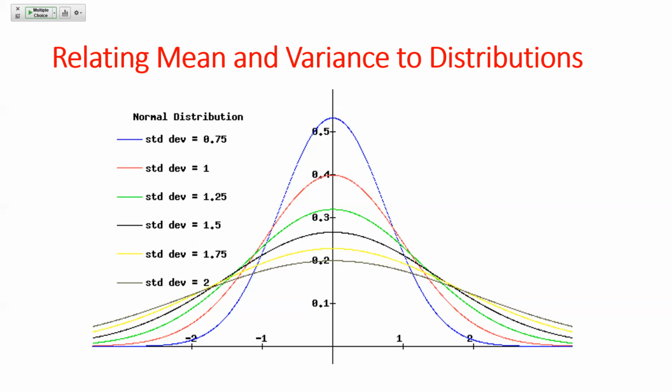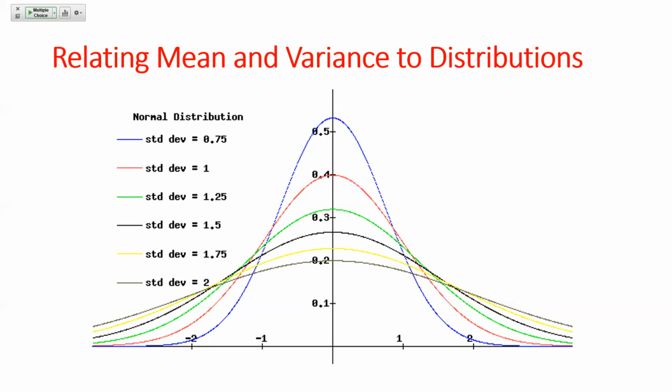Another way to think about this is the variance influences where your distribution is at on the y-axis. So as your variance or your standard deviation becomes smaller, you get this more peaked distribution, or a higher distribution on the y-axis. As your variance becomes higher and higher, you get this flatter distribution or kind of lower on the y-axis. So that variance is related to where the peak of your distribution is at on the y-axis. Okay?